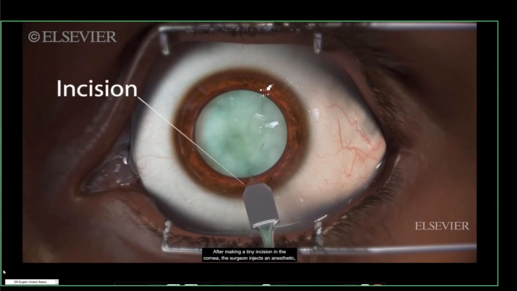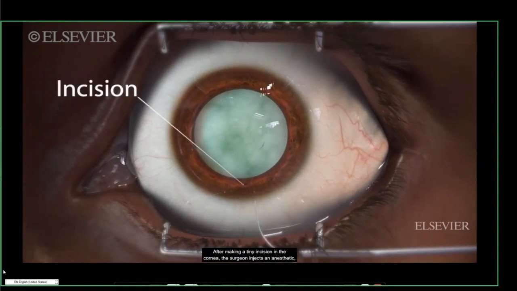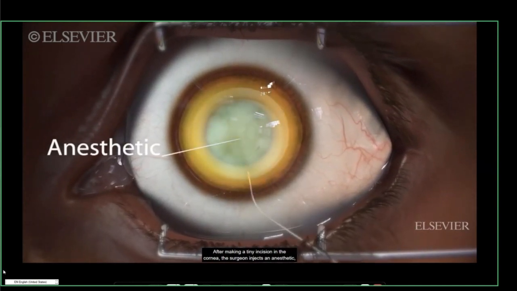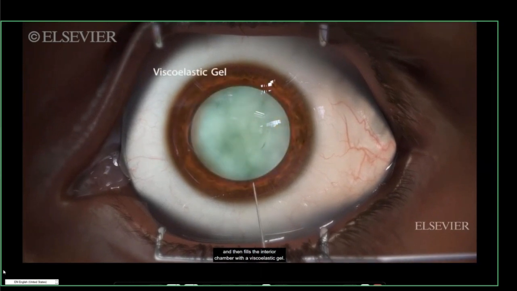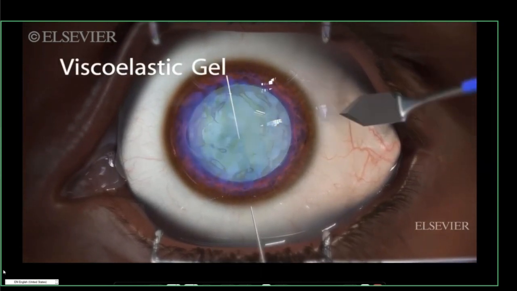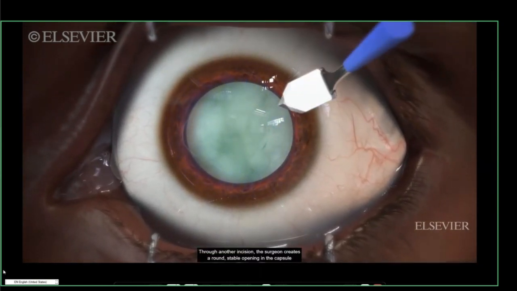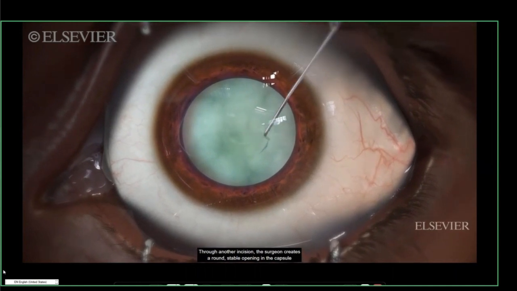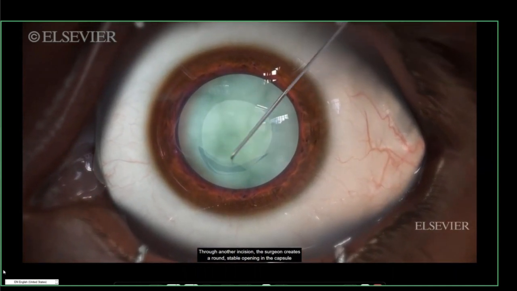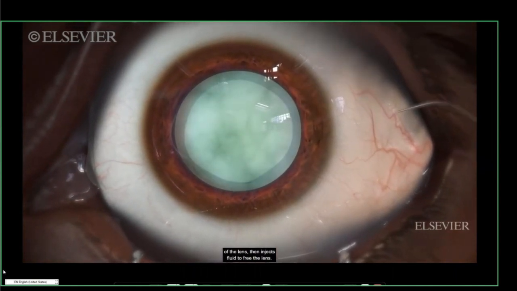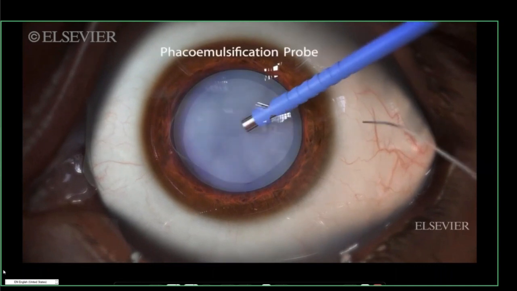After making a tiny incision in the cornea, the surgeon injects an anesthetic and then fills the interior chamber with a viscoelastic gel. Through another incision, the surgeon creates a round, stable opening in the capsule of the lens, then injects fluid to free the lens.